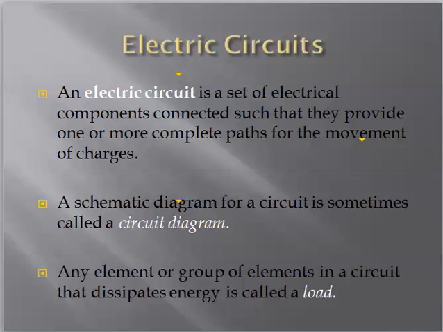An electrical circuit is a set of electrical components connected such that provide one or more complete paths for the movement of charges. A schematic diagram for a circuit is sometimes called a circuit diagram. So we're always going to call it schematic in here. It's different jargon. An element or group of elements in a circuit that dissipates energy is called a load.